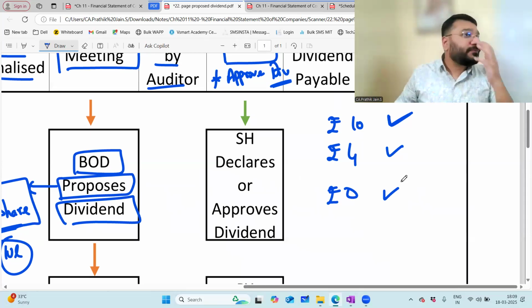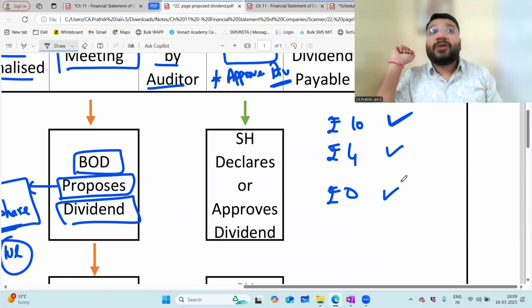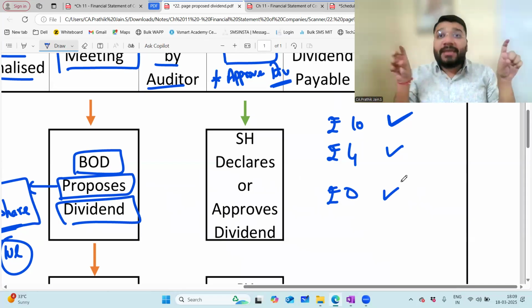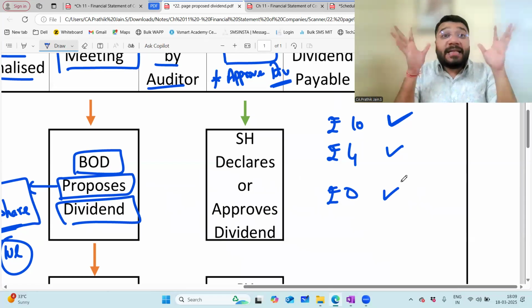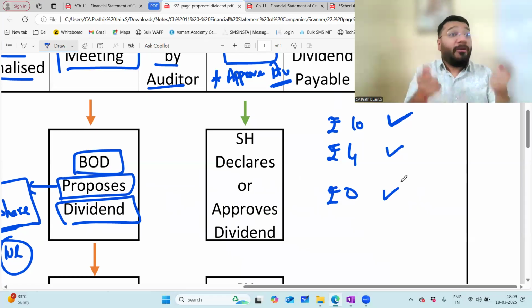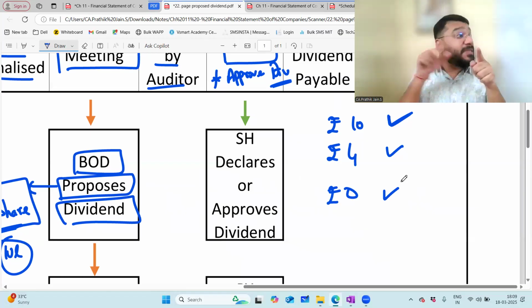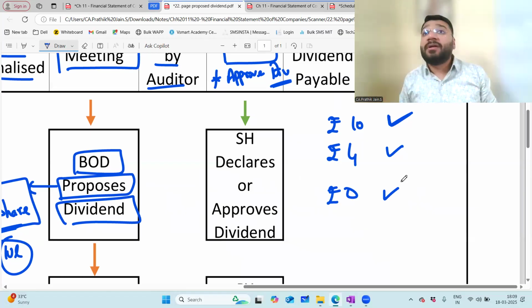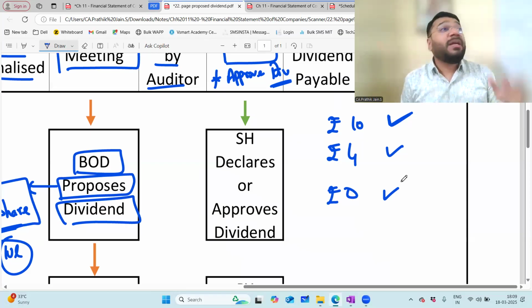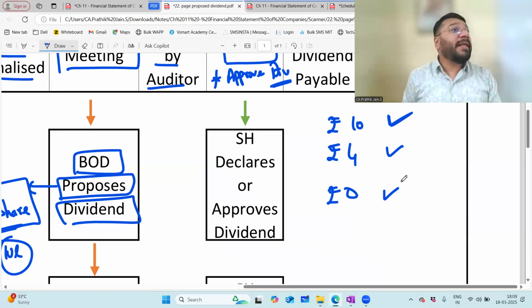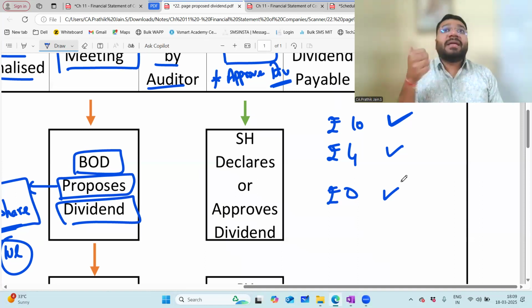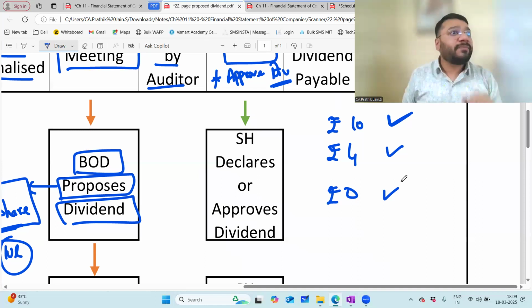Correct. But why? See, the board of directors are those people who are throughout the year, 365 days, operating the business. They know how much money is required at what point of time. They know what the business plans, business proposals, and business expansions are. The view that the board of directors have, the shareholders will not have. For example, let's say all of us are the shareholders of Lands Limited. In that company, internally, what is happening? Do you have a view?